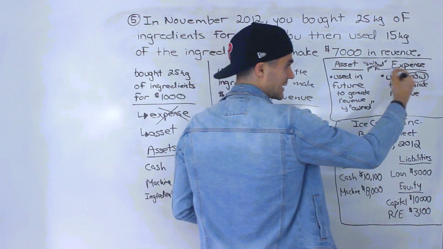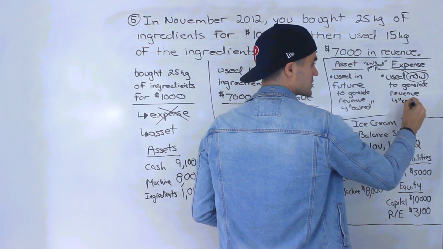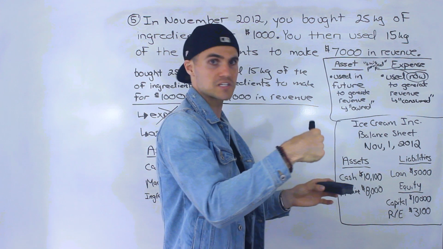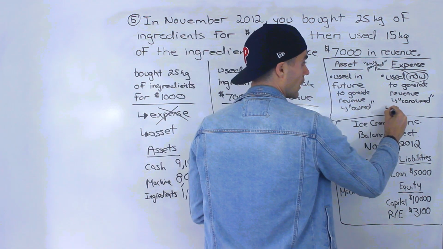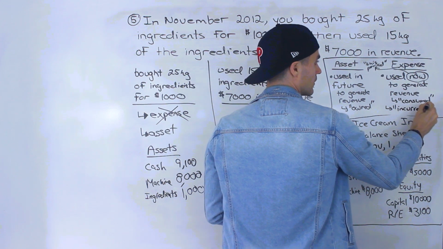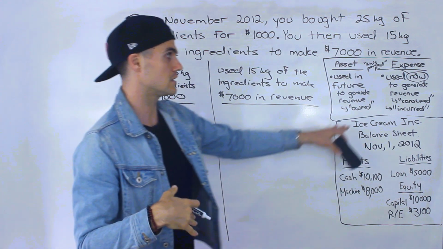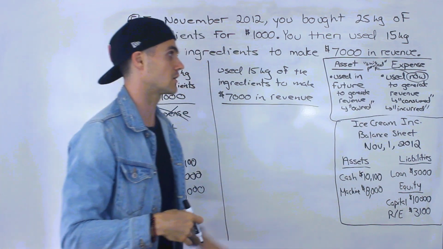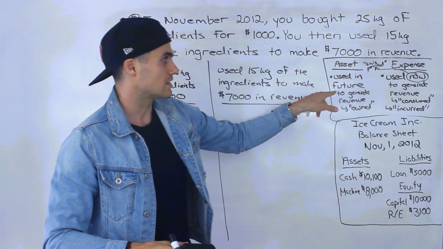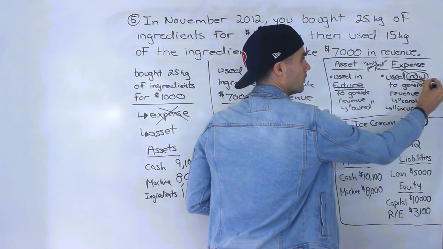Versus an expense, if you're using it now to generate revenue, you'll see words such as consumed come up. Right? It's being consumed right now in this period to generate revenue, or incurred is another popular term. Okay, we're incurring expenses. We're using the expenses now to generate revenue. So knowing that, not getting too much into detail, again, the most important difference: future, asset; now, expense.